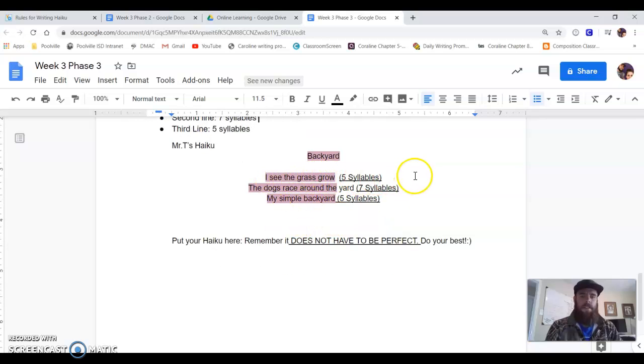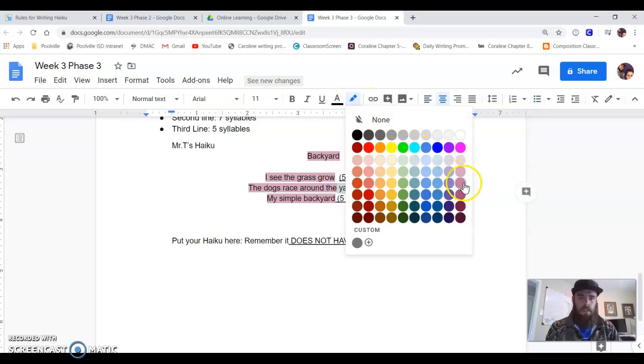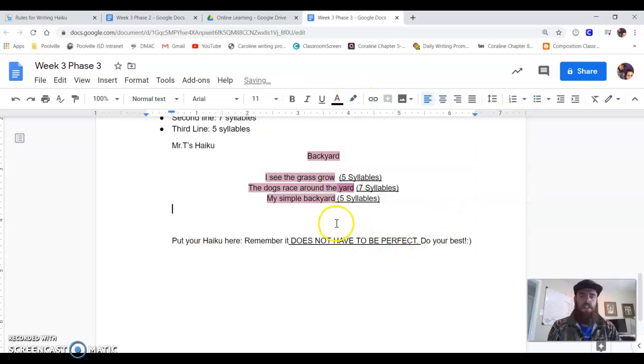I see the grass grow. 5 syllables. The dogs race around the yard. 7 syllables. Forgot to highlight that little bit right there. Oh, it's a different color. Who cares? My simple backyard. 5 syllables.